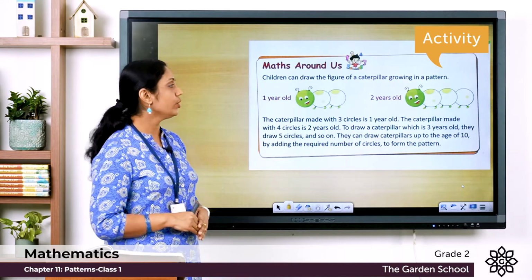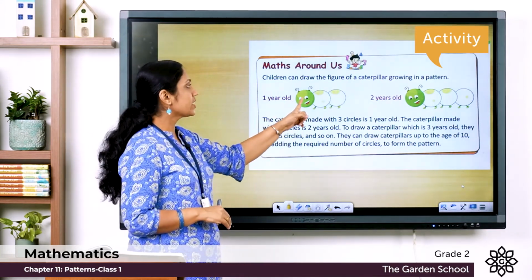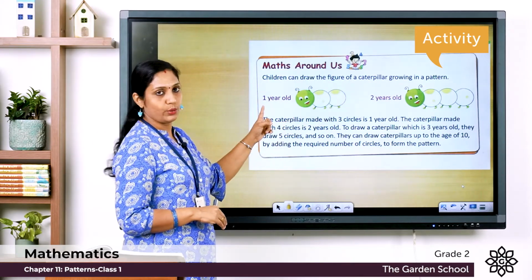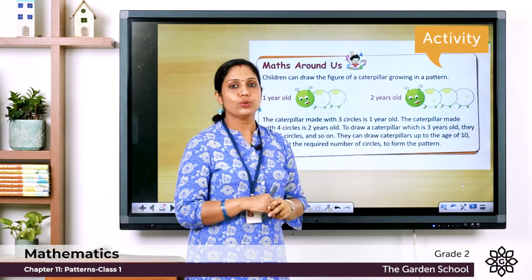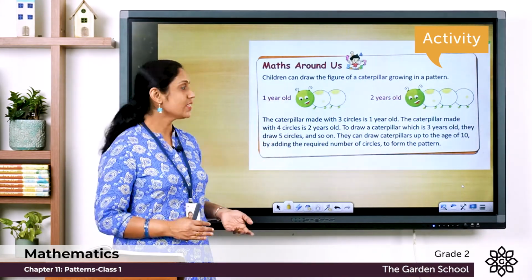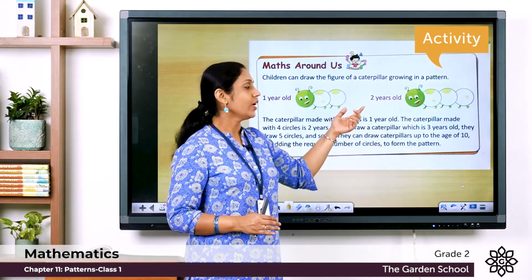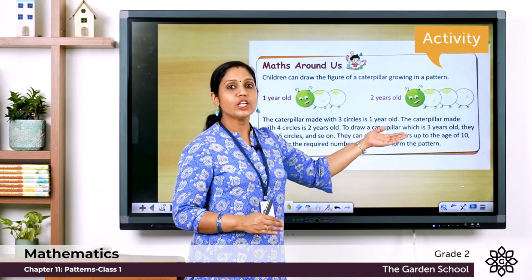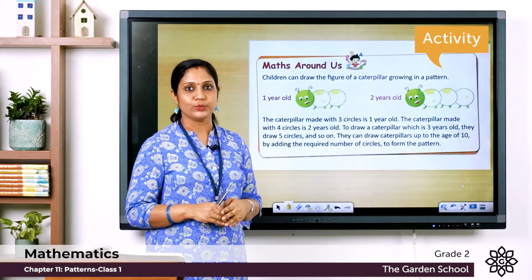So what you have to do, you can see 2 caterpillars given there. This caterpillar which has 3 circles is 1 year old. And this caterpillar which has 4 circles is 2 years old. So you can see that the circles are growing. So likewise, you can draw a caterpillar which is 3 years old. And you have to draw a caterpillar up to the age of 10 by adding the circles. So this is an activity for you to do.